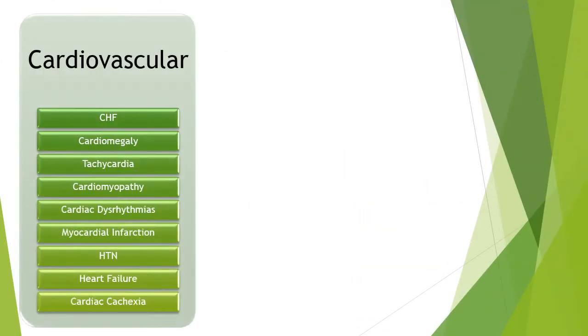In the cardiovascular system, the patient may experience CHF, cardiomegaly, tachycardia, cardiomyopathy, cardiac dysrhythmias, myocardial infarction, and hypertension, for which we generally recommend a DASH diet. They may experience heart failure, for which we recommend several small meals per day. They could also experience cardiac cachexia, and we're going to recommend calorie-dense, high-protein foods in small volumes.